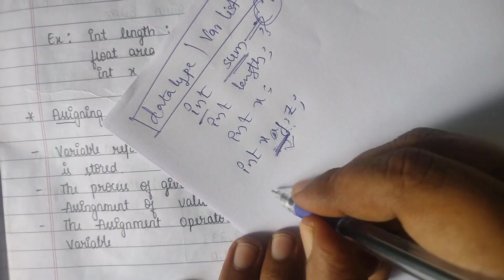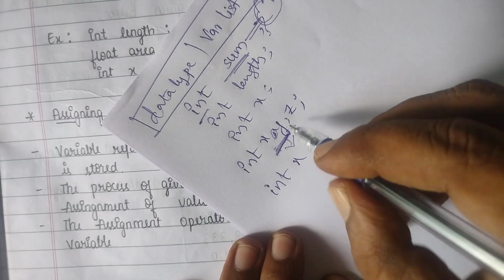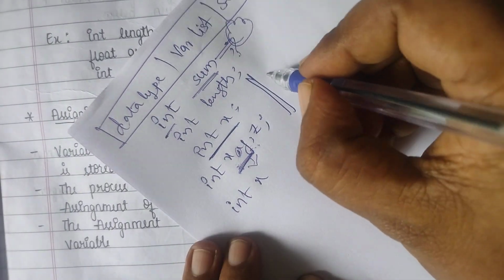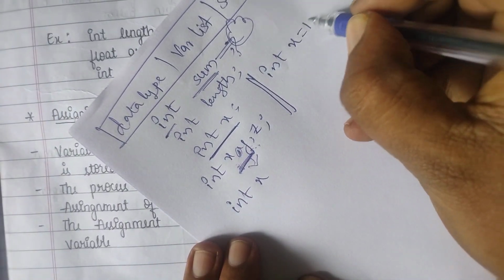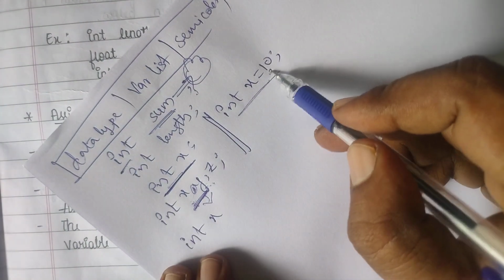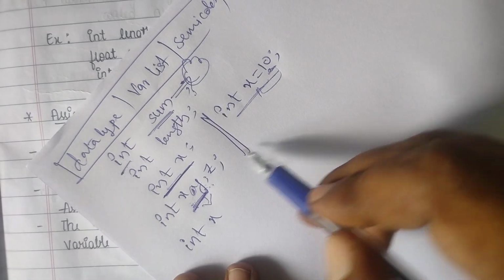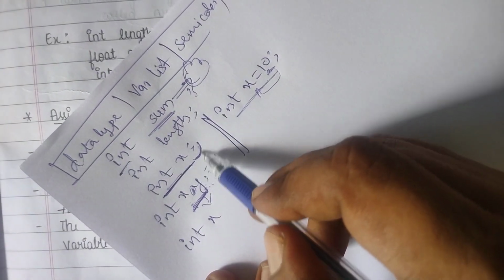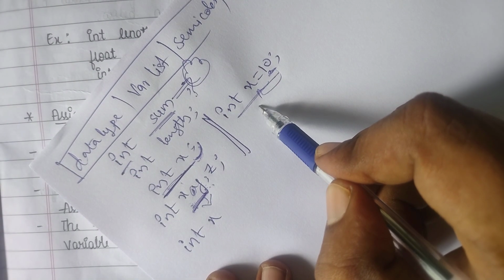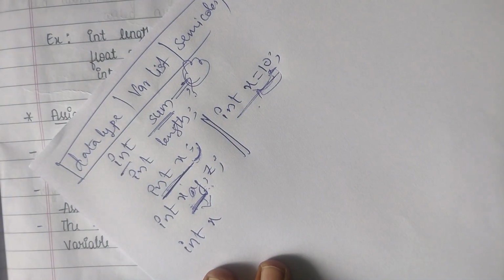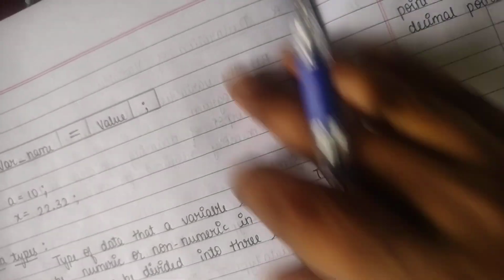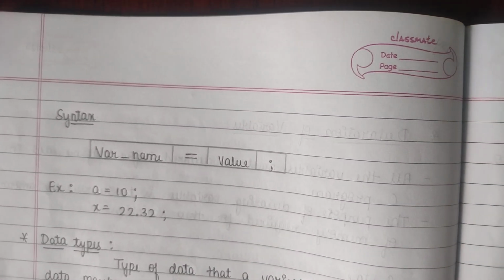For example, here I declared the variable as int x. Here this is called a declaration, and this is called assignment, that is int x is equal to 10, right? This is the declaration, this is the assigning, meaning here we are assigning some value to the variable called x. Here we are not initializing or assigning any value, so it is called declaration. The difference between declaration and assignment is that in assignment we are assigning some value to the given variable, while in declaration there is no assignment of value.